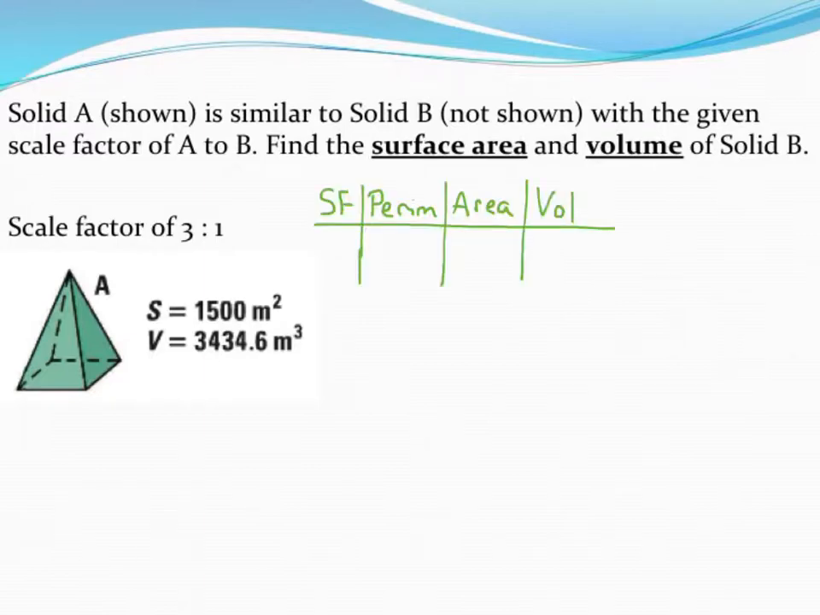So again, we're given two similar figures. We know they're similar. They've told us they're similar. We don't see one of them. We see one figure, that's solid A. We don't see the other one, but that's okay. In fact, we don't even really need to see either one if we use this chart. So that's how I'm going to begin.